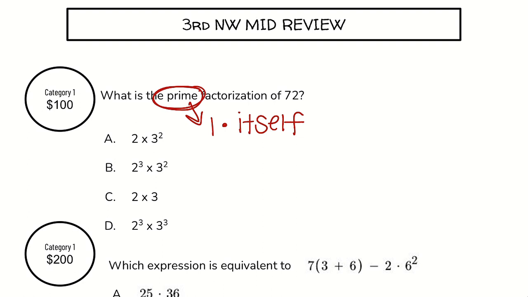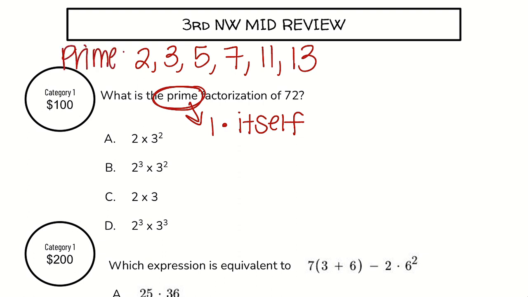They are 2, 3, 5, 7, 11, and 13. If you can memorize these, that's probably enough to store in your brain. There we go. Okay, so we're going to make our little factor tree.